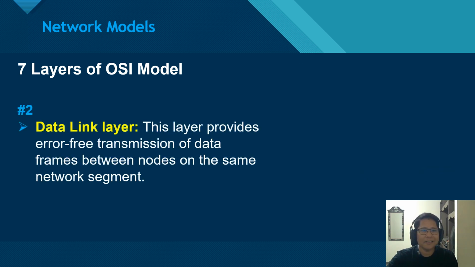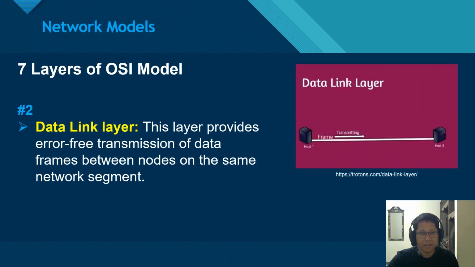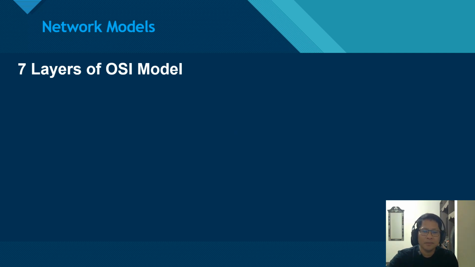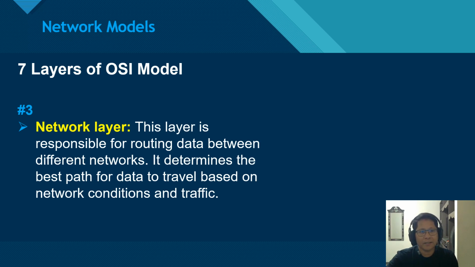The second layer is the data link layer. This layer provides error-free transmission of data frames between nodes on the same network segment. It also defines how data is formatted for transmission and how devices are identified on the network. The network layer is the third layer of the OSI model. This layer is responsible for routing data between different networks. It determines the best path for data to travel based on network conditions and traffic.